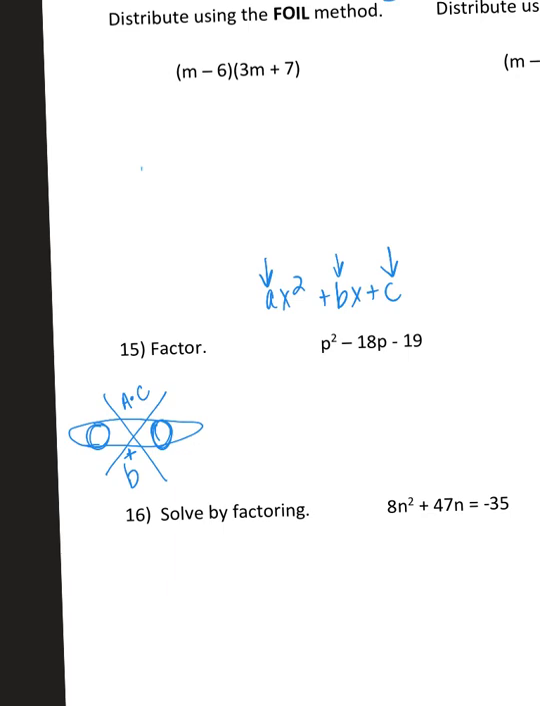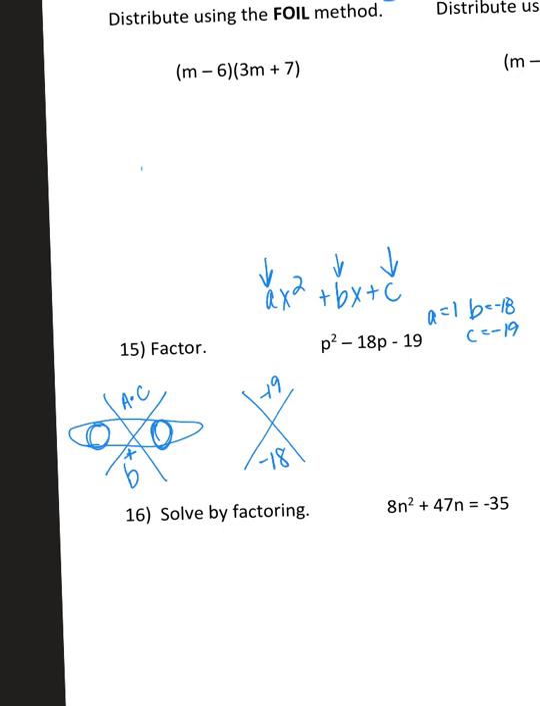So if we set up our diamond for this, we know that A is equal to 1, B is equal to negative 18, and C is equal to negative 19. And A times C is negative 19, and B is negative 18. So we're looking for two numbers that multiply to negative 19 and add to negative 18.